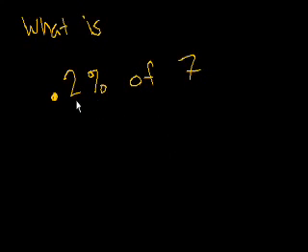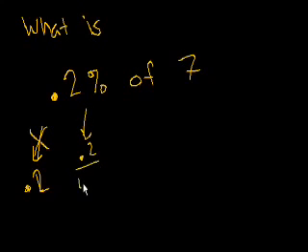So a lot of people's inclination would be to say, oh, 0.2%, that's the same thing as 0.2. And if that was your inclination, you would be wrong. Because remember, this isn't 0.2. This is 0.2%. So there's two ways of thinking about this. You could say that this is 0.2 over 100, which, if you multiply the numerator and the denominator by 10, is the same thing as 2 over 1,000.